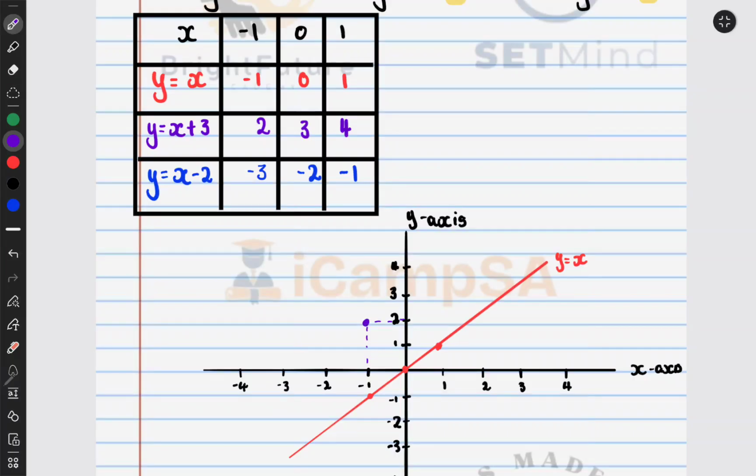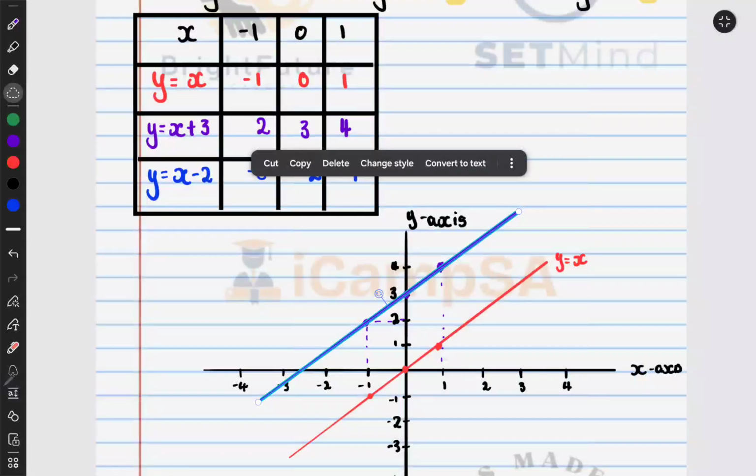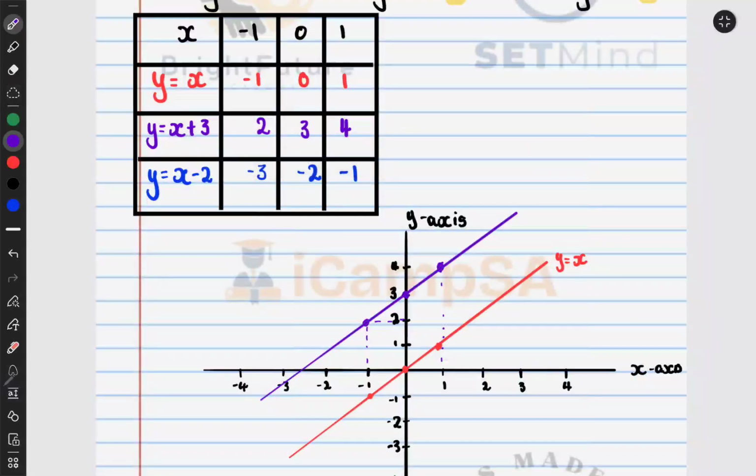2, should be here, and then where x is equal to 0, y is 3, so here, and then where x is equal to 1, y is 4, and then we simply join the points. Move it a little bit higher. Yes, we simply join the points.